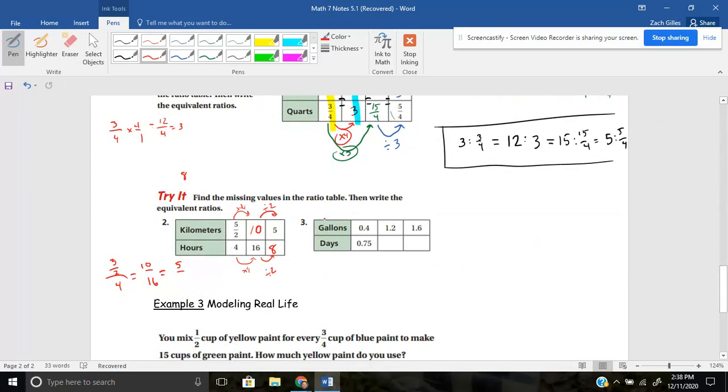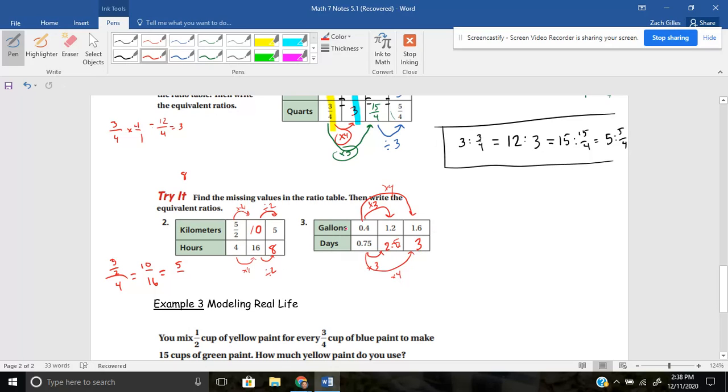Sorry about that. All right, this one, to go from 0.4 to 1.2, if you just ignored the decimals, it looks like 4 and 12, right? So you could just multiply by 3 on top and bottom. So that would give you 2.25. Oops, 2.25, Mr. Gillis. And then to go from 0.4 to 1.6, again, ignore the decimals, times 4. So times 4. 0.75 times 4 would give you 3.